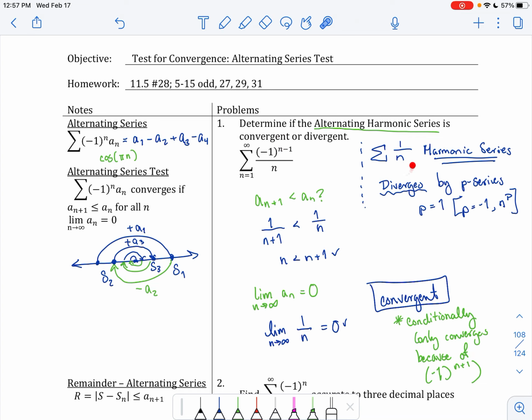Because here, if we look at this series without the alternating portion, it diverges. So this is called conditionally convergent, where it's convergent only because of the alternating, versus if it was 1 over n squared, it would still be convergent. This series would also be convergent if it was 1 over n squared, and that's called absolutely convergent, because it would converge even if you took the absolute values of the terms.